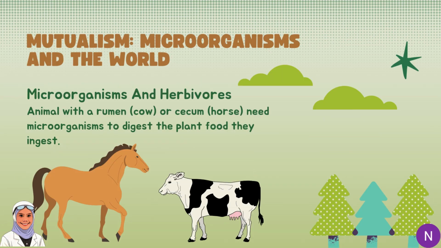So next, other than antagonism, or competing with each other, there is another term we want to call mutualism. Other than having healthy competition, some microorganisms in the ecosystem are able to live in a mutual or healthy relationship with each other. For example, microorganisms and herbivores. Animals need the microorganisms to digest the plant food that they ingest.